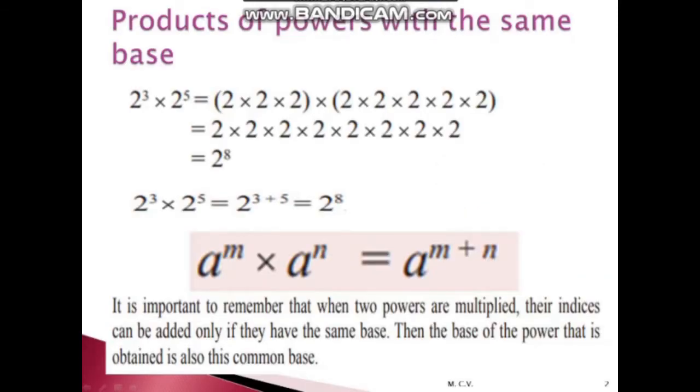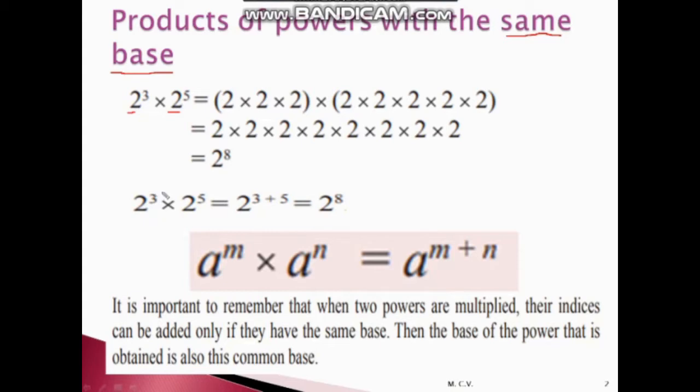Under that we learn product of powers with the same base. Here the two powers are 2 to the power 3 and 2 to the power 5. In both powers the bases are 2. Then bases are equal. 2 to the power 3 means 2 should be multiplied repeatedly 3 times. 2 to the power 5 means 2 multiplied by itself 5 times.